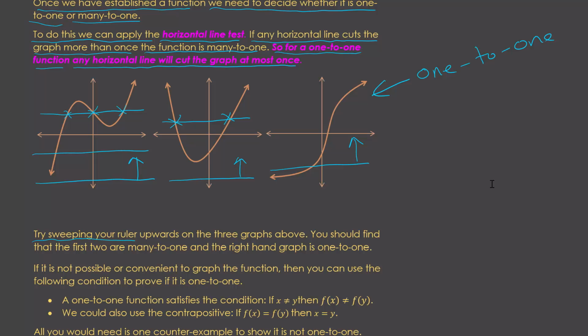So try sweeping your ruler upwards on the 3 graphs above, as I indicated. You should find that the first 2 are many-to-one and the right-hand graph is one-to-one.